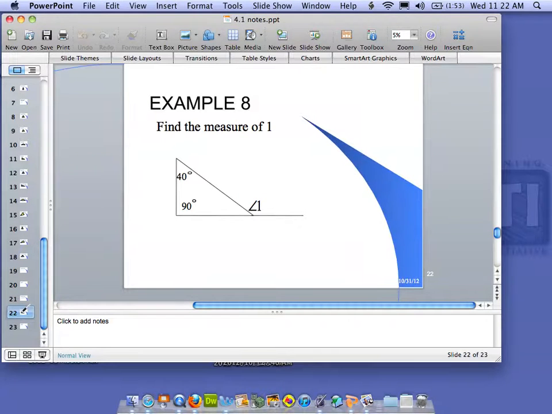So on example number 8, we're looking to find the measure of angle 1. All I'm going to do is say that that must be equal to the sum plus 90, not equals, or 130 degrees.